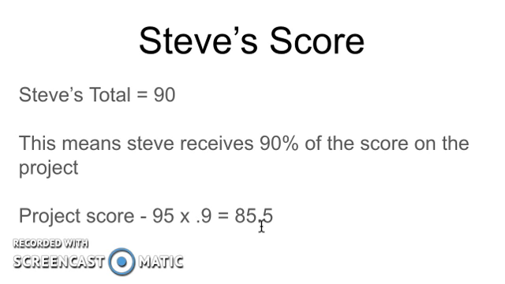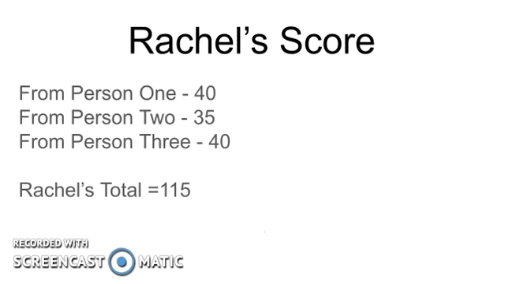Let's take a look at another member of the group. Let's take a look at Rachel. Let's say that Rachel received from person 1 40 points, person 2 35, and from person 3 40. They all agree that Rachel did a lot of the work and deserves a whole lot more of the credit. That means that Rachel's total is 115.